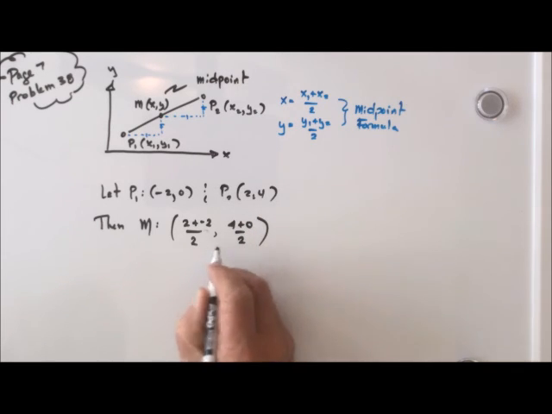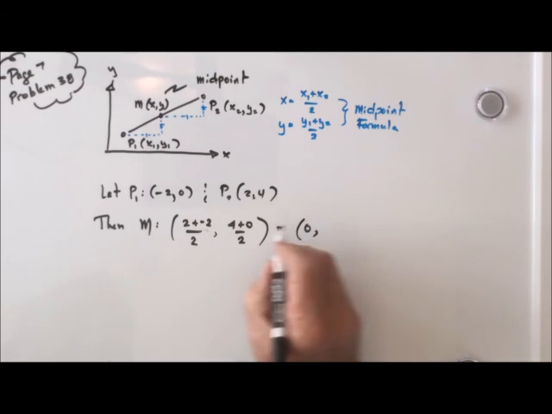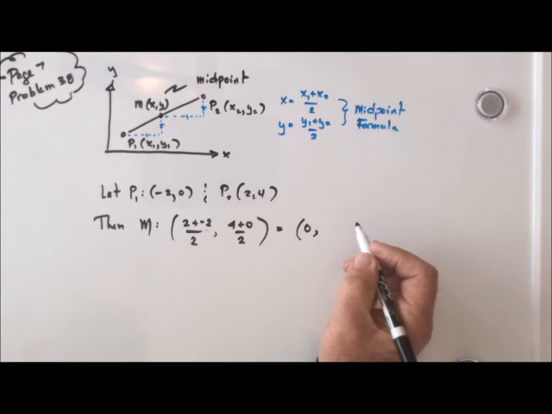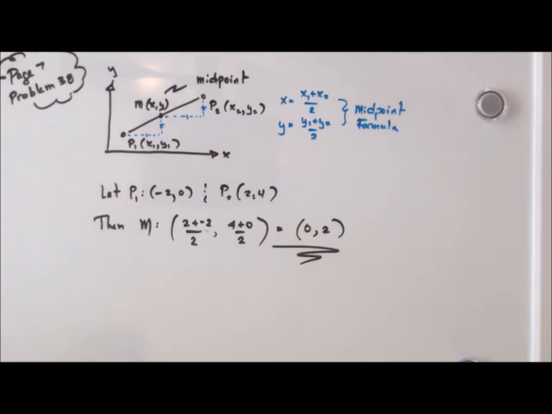That's the average, yeah? So if I just work that out, we've got 2 plus -2 is 0, divided by 2 is 0. We've got 4 plus 0 is 4, divided by 2 is 2. And there's the solution.